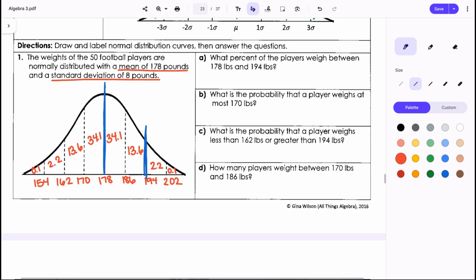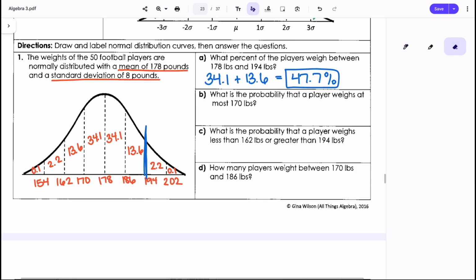You'll probably write those numbers so much when you're doing this kind of stuff that eventually you'll have them memorized. Okay, so, like I said, with my blue lines, the data I'm focused on is in between those two blue lines. So to get the total percentage, I just have to add them. So I'm just going to add 34.1 plus 13.6. What is that together? 47.7. And this is percent. So 47.7% of the data, or of the football players, should have a weight between 178 and 194.